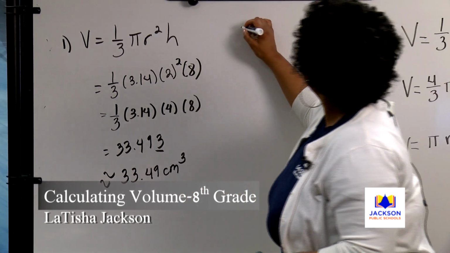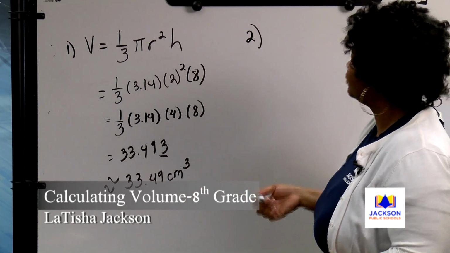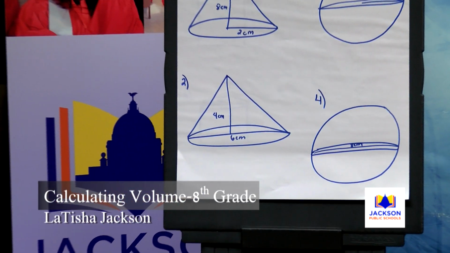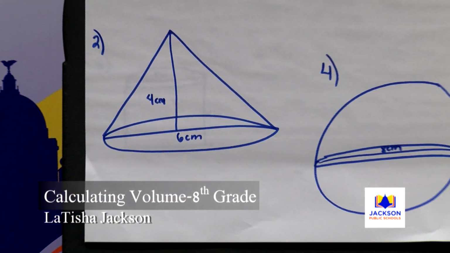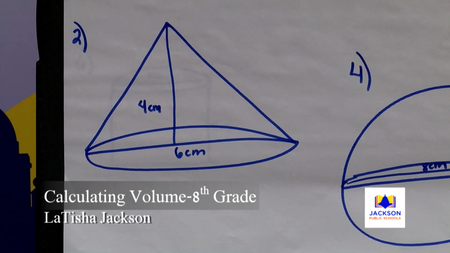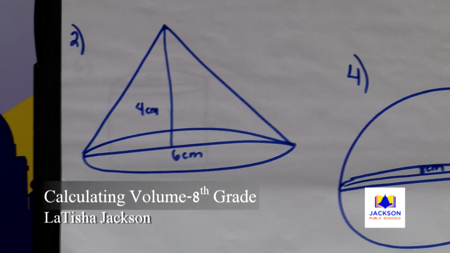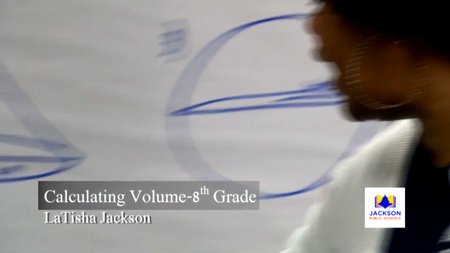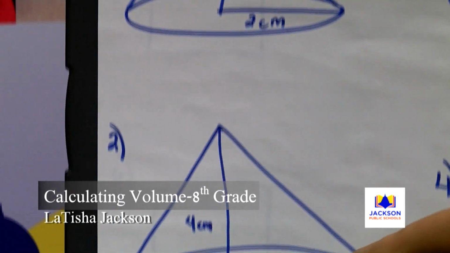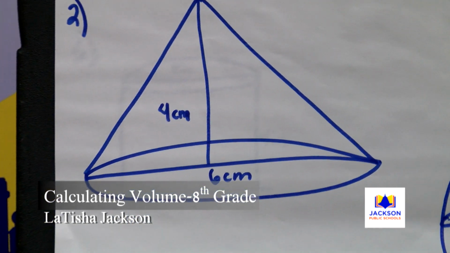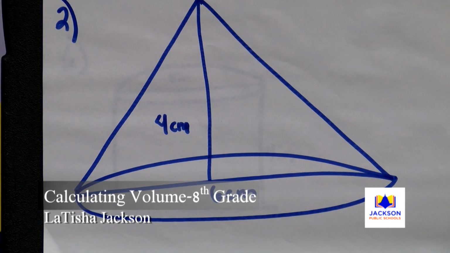Great. So we'll try number 2. It's a cone. So V equals 1/3 pi radius squared height. So 1/3, we know we're going to approximate pi to be 3.14. My radius. Well, when I look at this diagram, I see I don't have a radius. I actually have the diameter. My diameter is 6. So when my diameter is 6, what is my radius?